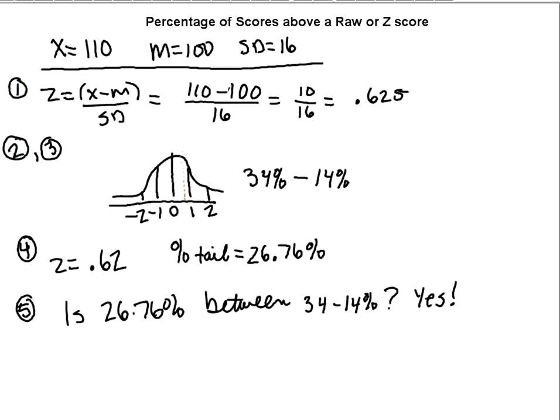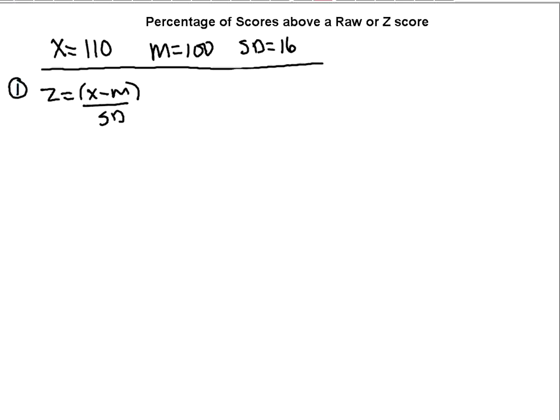What we're going to do now is change a few numbers around and go through the same formula to find out the percentage above a score that happens to be less than the mean, or negative standard deviations. So let me get that set up real quick. I have erased some of the other steps. I'm just going to modify a couple of numbers here.